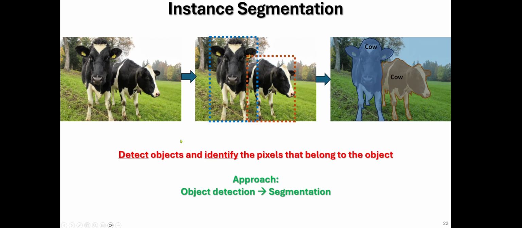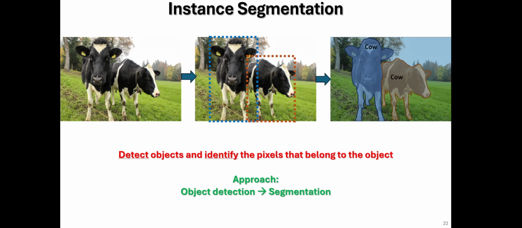Okay, the next important topic is about instance segmentation. So we discussed semantic segmentation now. Now let's go to instance segmentation. So the idea is pretty simple. Instance segmentation is like you need to identify each instance of the object in the image.